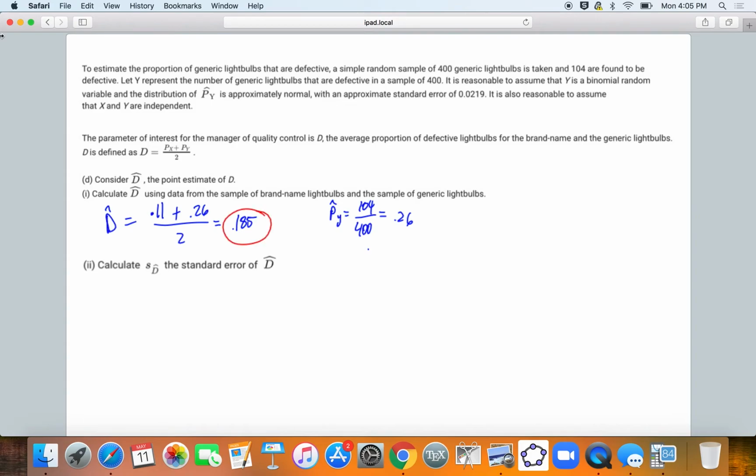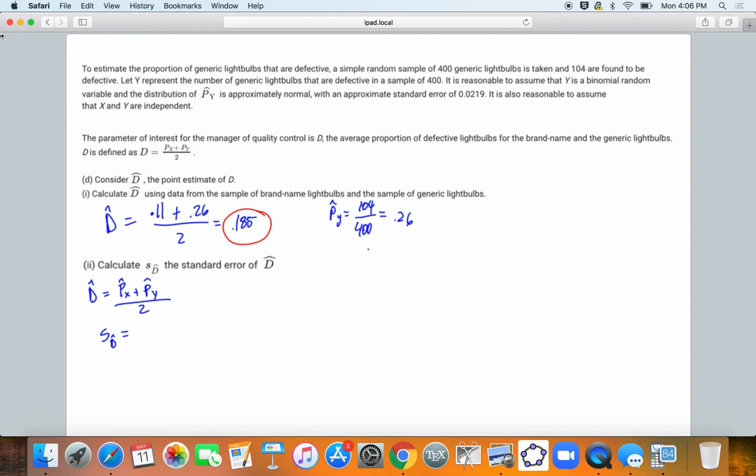All right, calculate S d hat, the standard error of d hat. So then we're going to have the standard error of d hat, because d hat is a transformation and also a combination of functions, right? So d hat, or of binomial random variables. D hat is p hat x plus p hat y over 2. So remember, to find our new standard error, S d hat, we can't just add their independent standard errors. We have to add variance.